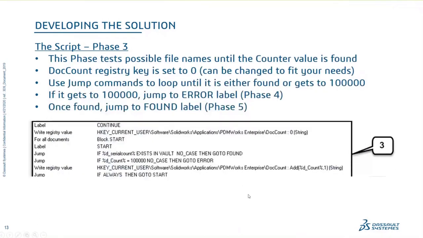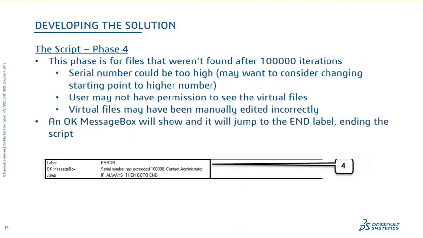So phase 4, this is if you have an error. I just have it saying serial number has exceeded 100,000, and then it's going to jump to the end. So if someone contacts you and says they got this warning, then you need to look at, okay, what's the counter at on the file? Did they input things correctly? Have I changed the script in a way that it's not operating correctly, or checking for the correct names?